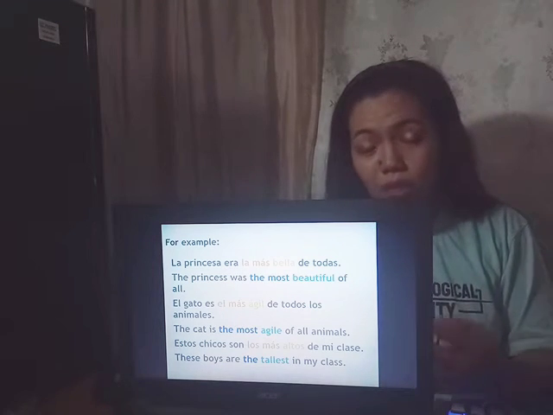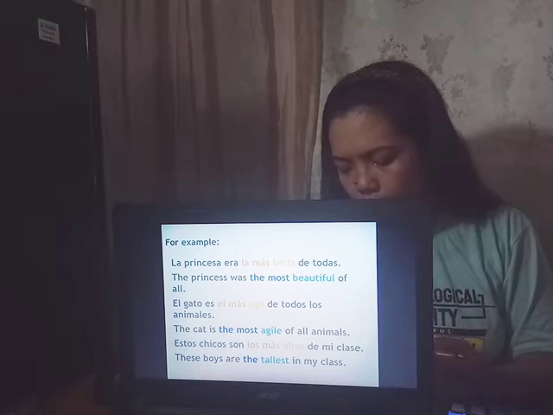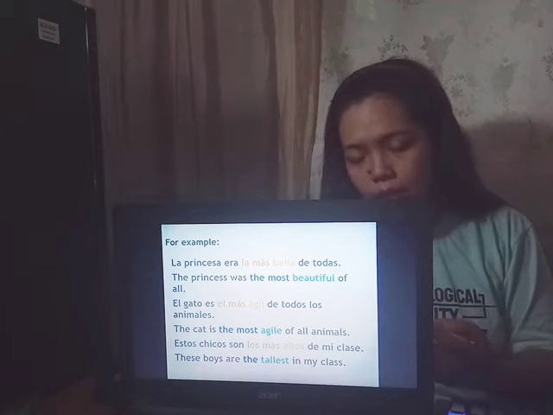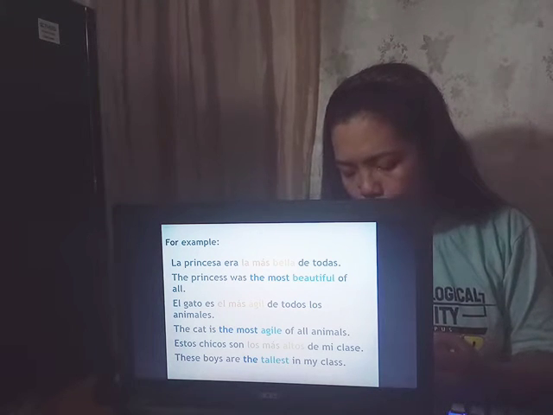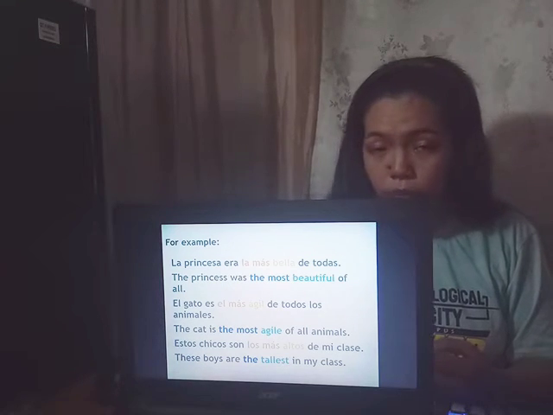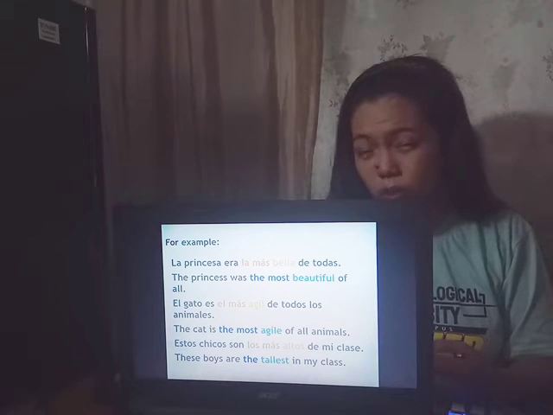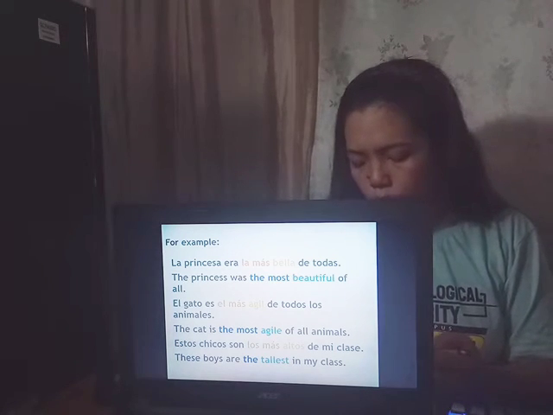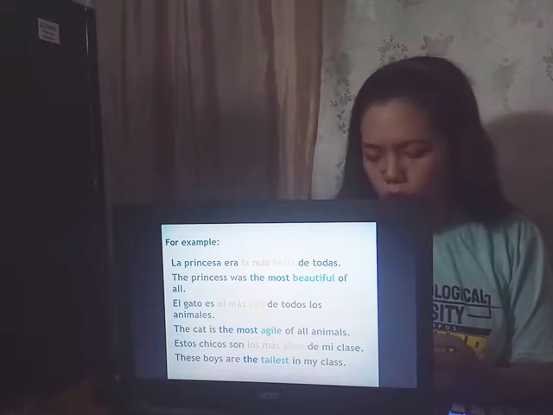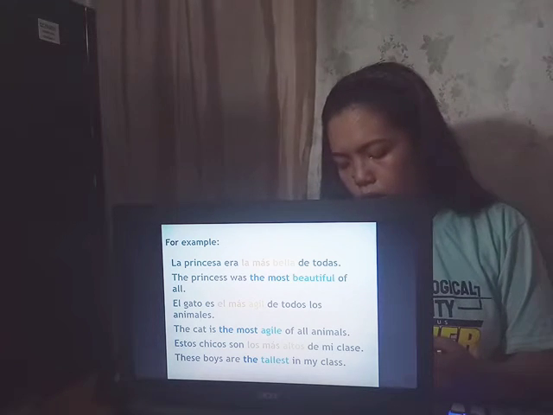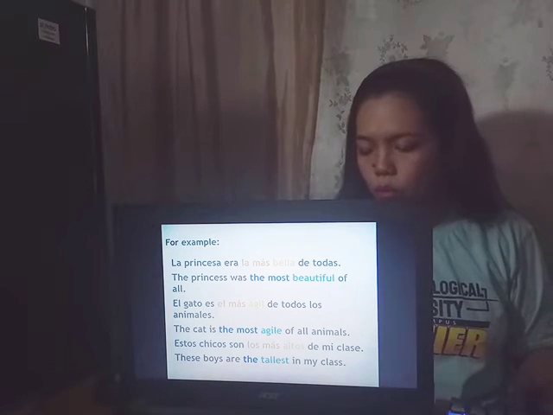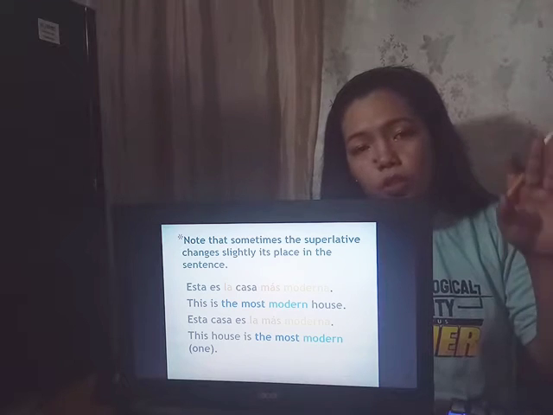So again, you can see it clearly. When you say el más ágil, it means the most agile. El más, because we're talking about gato, so el. Next is los más, because we're talking about the chicos, which are the boys, more than one, so it's plural form. So boys are the tallest. Alto, altos in Spanish, in my class. Those are the examples. Now let's move on to another example that you have to remember.